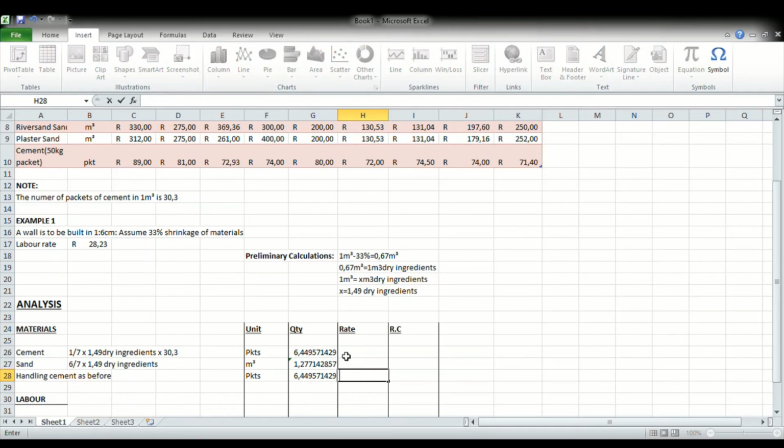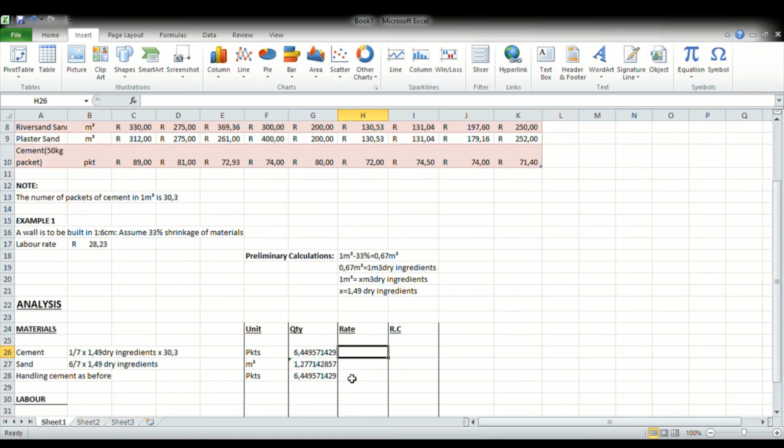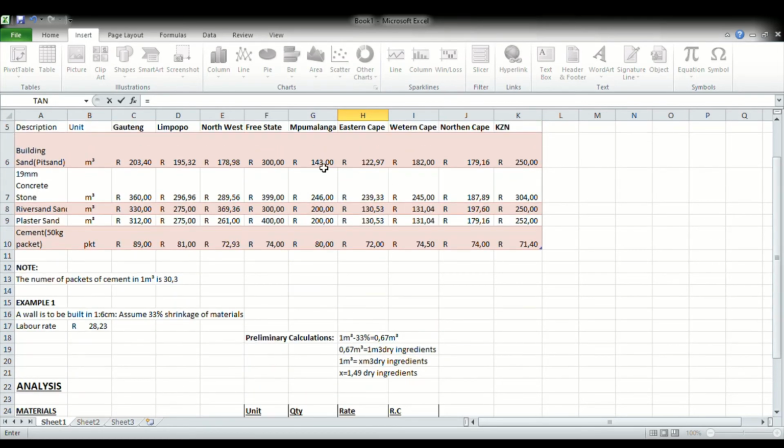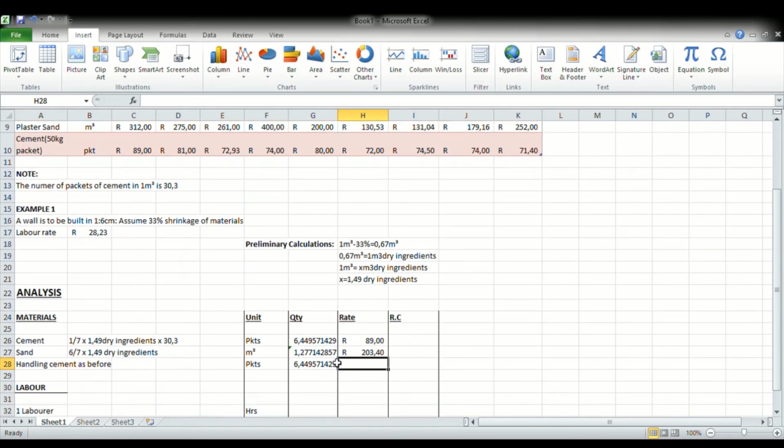Now coming to the rates, we said that we're going to use the Gauteng rates. For cement, we have 89 rands. For sand, we are using pit sand, and we will have that as 203. And then for handling of cement, we said that it's 10% of the labor rate. So it's 10% times 28.23, which gives us 2.82.